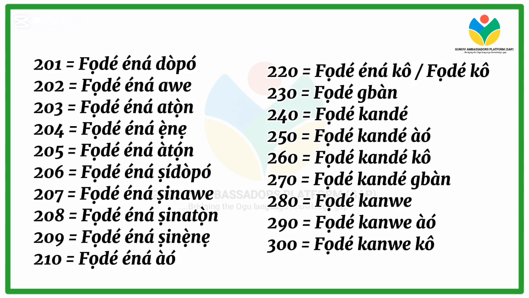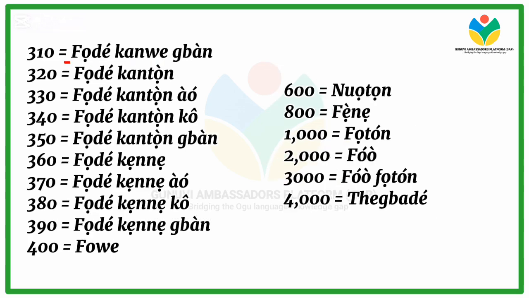Fode Kanwe Ko. And after that, 310 Fode Kanwe Gba. 320 Fode Kanton. 360 that will be Fode Kenne. 400 will give you Fowe.